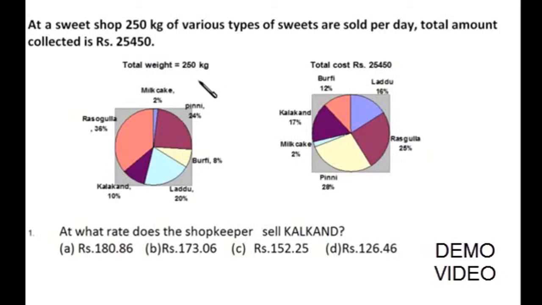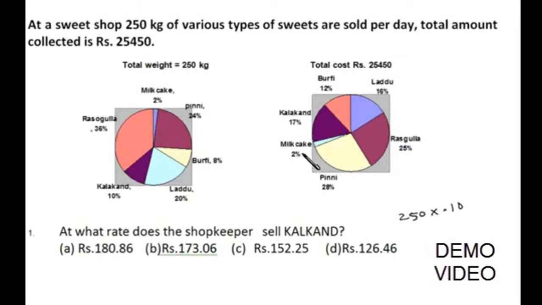Out of this 250, Kalakand is contributing 10%, right? So 250, 10%. What is 10% of 250? I just write it over here as it is: 250 into 0.10. That is 10% of 250, that is the quantity, right? If the total cost is divided by the quantity, we will be getting the rate per kilo.